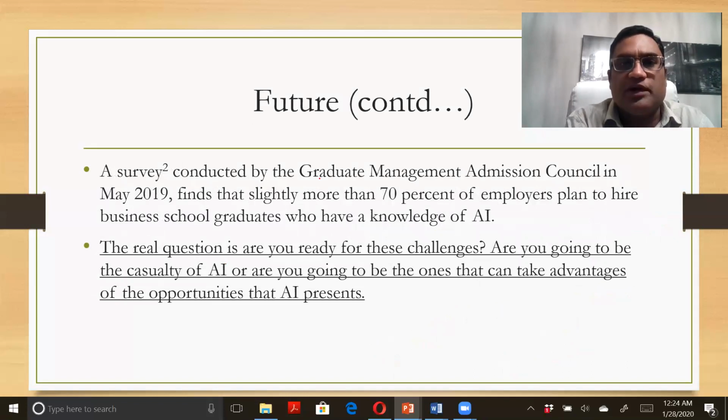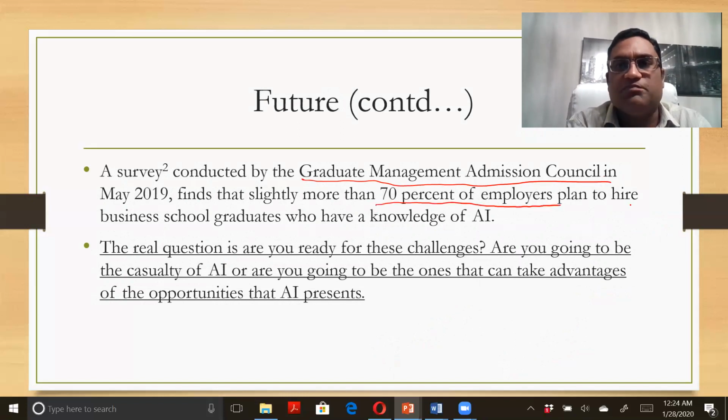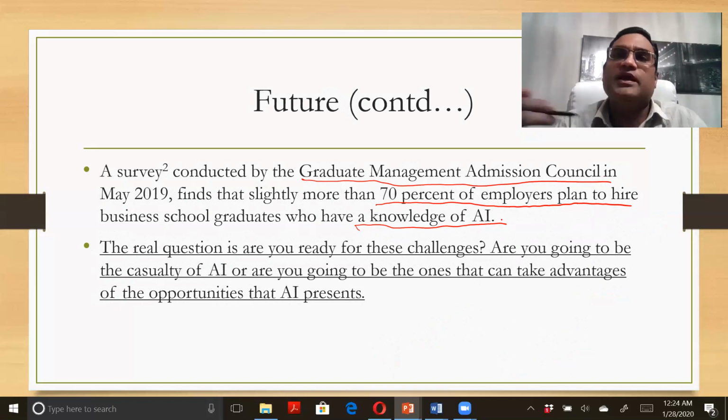And this is a survey by GMAC, you probably have heard of this. 70% of employers plan to hire business school graduates who have a knowledge of AI. And many of you are graduating soon, so you should know about AI. Okay, that's why I'm putting a lot of heavy emphasis on AI in this course. So the real question is, are you ready for these challenges? Are you going to be a casualty of AI, meaning are you going to be the ones that lose their job? Or are you going to be the ones that take advantage of the opportunities that AI presents?